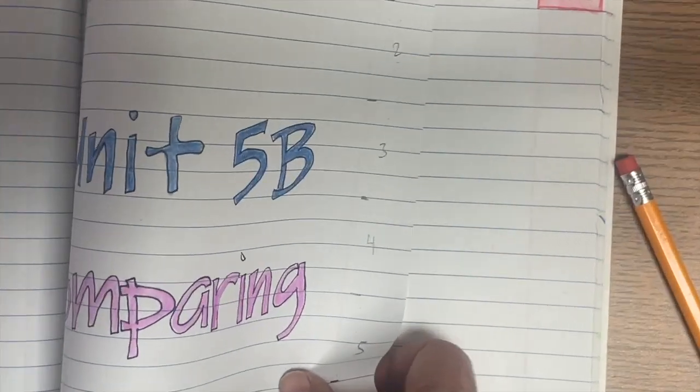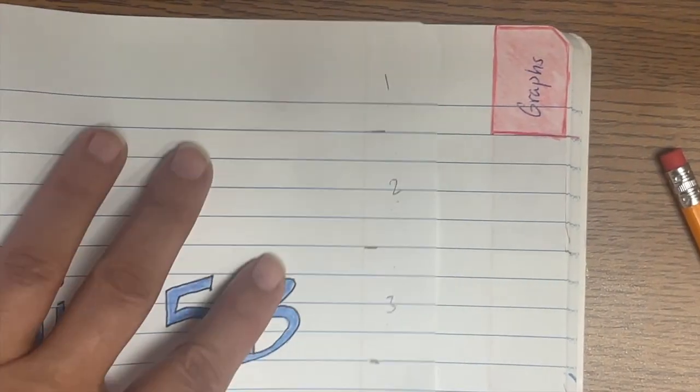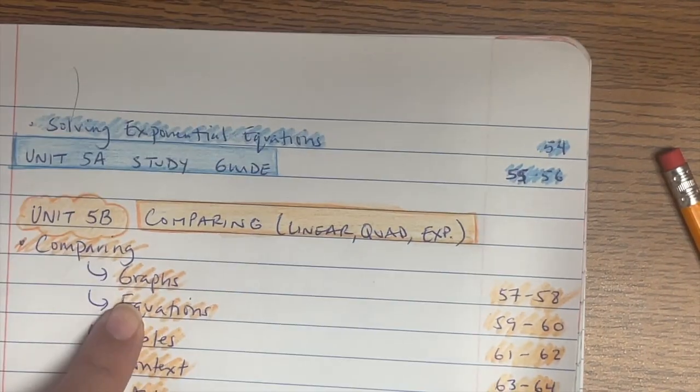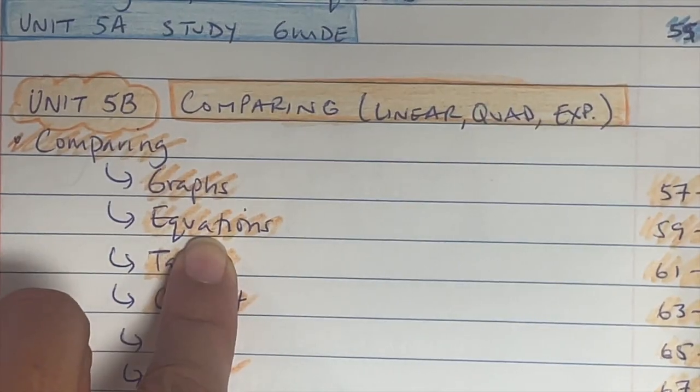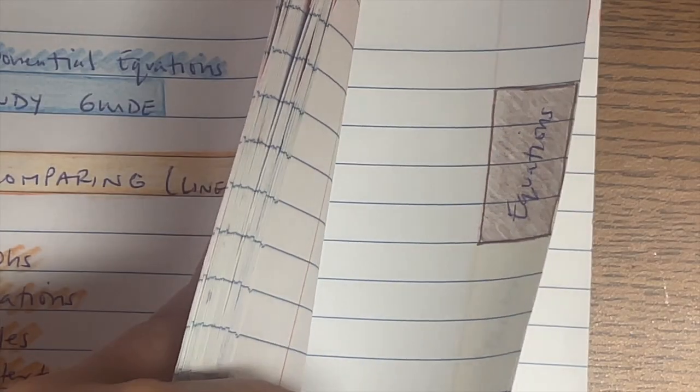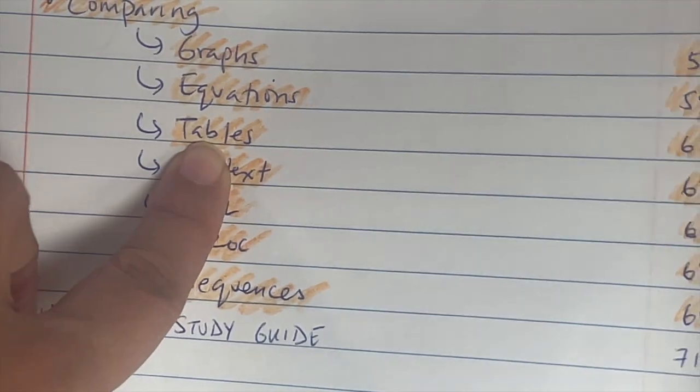So your first tab is going to be called Graphs, just like, again, the table of contents. Your second tab is going to be called Equations, again, just like your table of contents. Your third tab is going to be called Tables, just like your third tab in table of contents. Your fourth tab, Context.